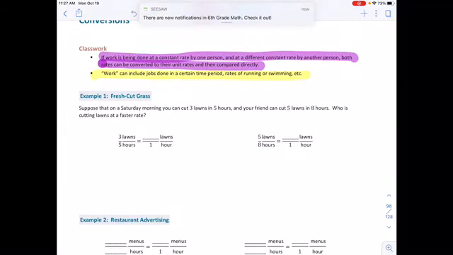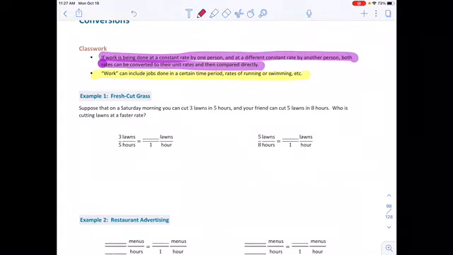So for example, we have fresh cut grass. Suppose that on Saturday morning, you cut 3 lawns in 5 hours, and your friend cut 5 lawns in 8 hours. Who is cutting lawns at a faster rate? So if we want to find out faster rates, you always want to do the amount that you do divided by the time that it takes. So we're taking 3 divided by 5 here.